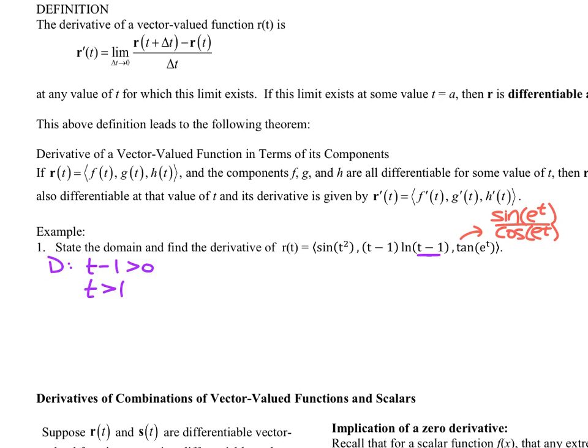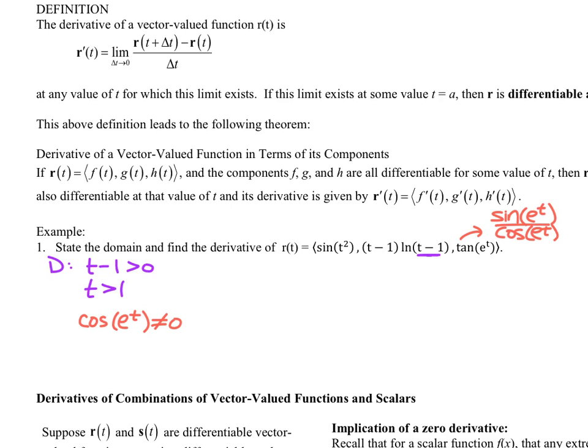Right? It's a fraction. So that means I can't have 0 in the bottom of the fraction. Cosine of e to the t, that cannot be equal to 0. All right.